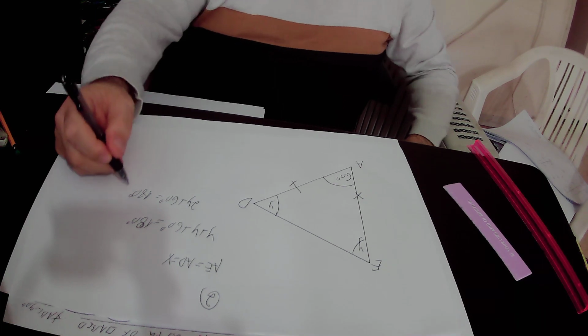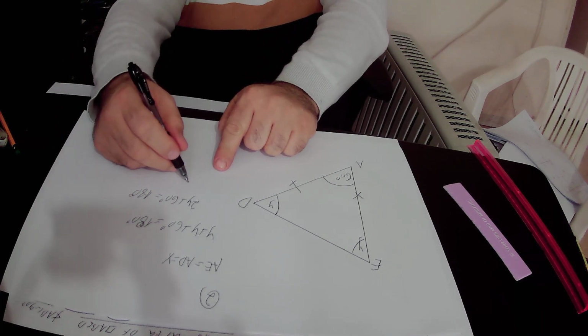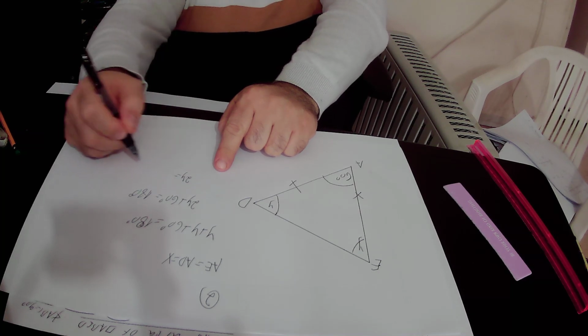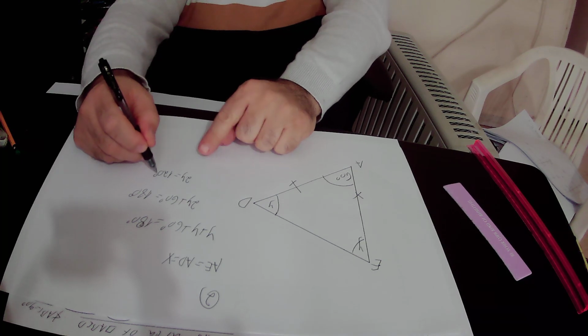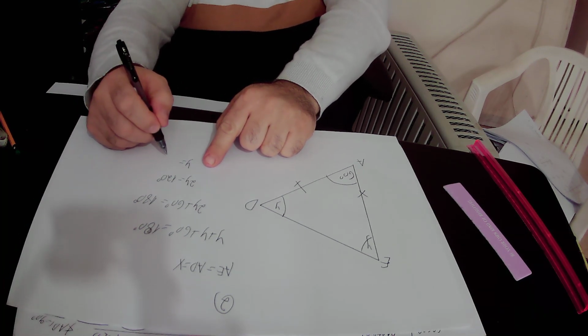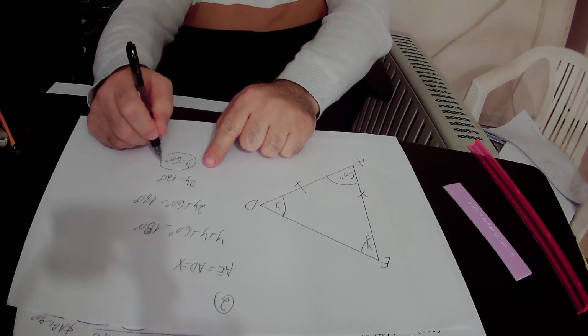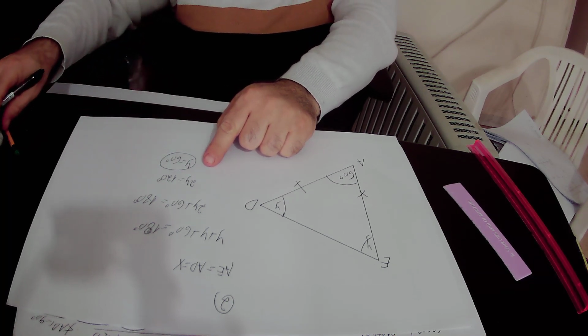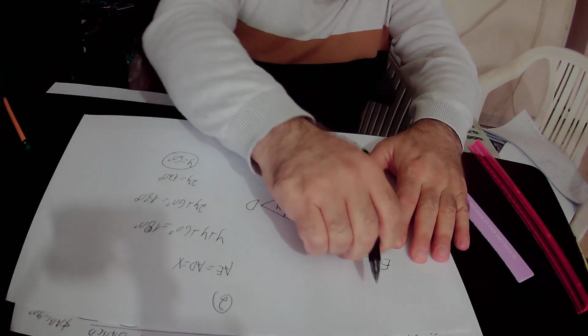Here we will subtract 60 degrees from this equation and we will get that 2y equals 180 degrees minus 60 degrees, which is 120 degrees. We will divide this equation by 2 and we will get that y equals 60 degrees. So we found out that angle y equals 60 degrees. So we will substitute y by 60 degrees.